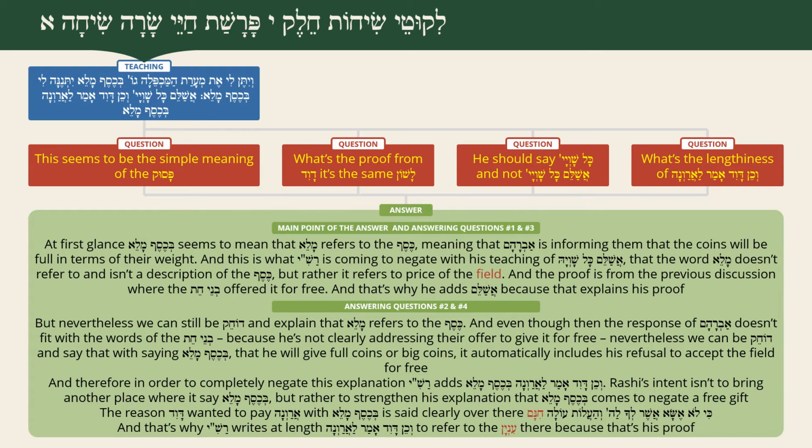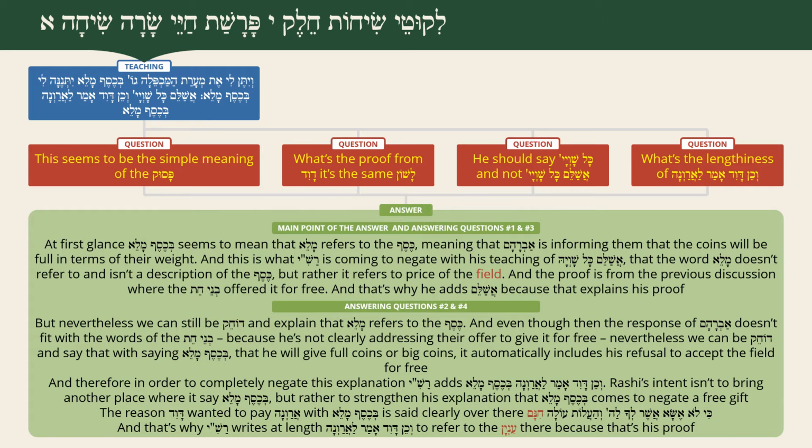But nevertheless, we can be doichik and say that with Avram saying Bekesef Mole, talking about what type of coins he's going to use, meaning that he'll give them either full coins or big coins, it automatically includes his refusal to accept the field for free. So even though it's a doichik, because they offer to give it for free, and Avram is not responding directly to that offer, nevertheless we could say it's included in his response. If he's talking about the coins he's going to use, that means he's saying he doesn't want it for free. Even though it's a doichik, because he's not addressing it clearly, we can say that.